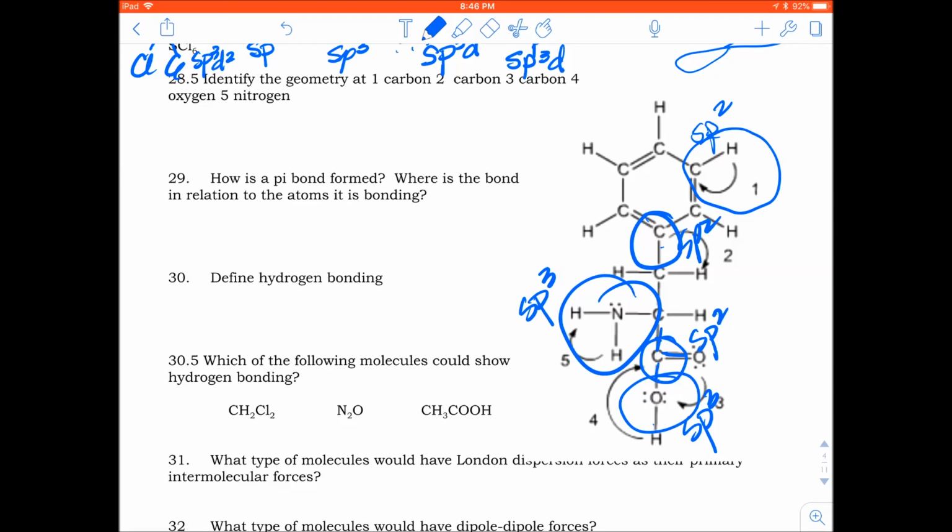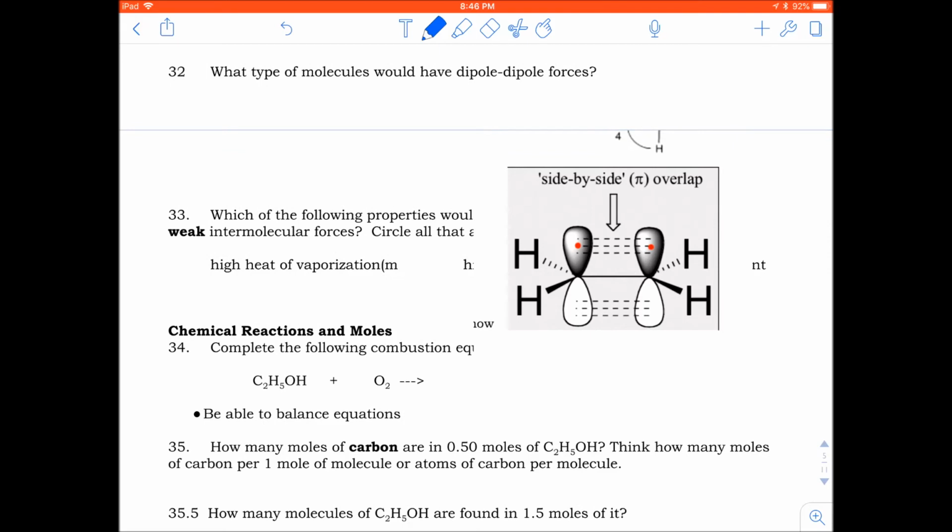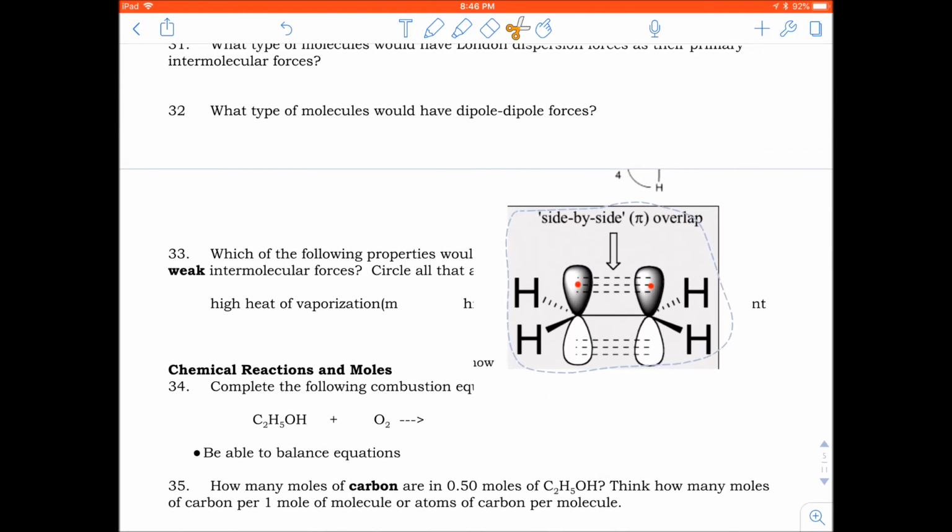Now, 29 asks about pi bonding. I don't know if I can, let me just move him up. Can he move? No. I'm just going to have to look at him right here.